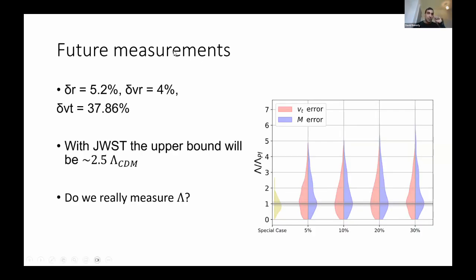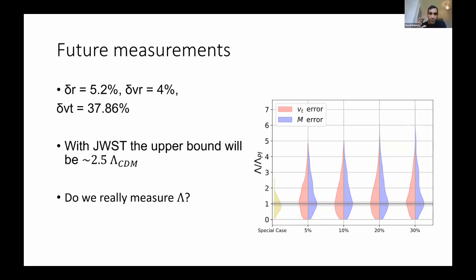Now, we tried to see if with future measurements we're going to have better upper bounds or better estimations. These are the errors that we know from the measurements that we have, for instance for the separation, the radial velocity, and the tangential velocity. The largest one is from the tangential velocity. Then I tried to simulate the same trick, but with a smaller error for the tangential velocity or a smaller error for the mass. And then you see how the upper bound is reduced to 5 or 4 times the value from Planck, again only from the local universe.